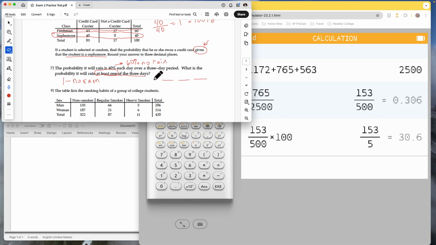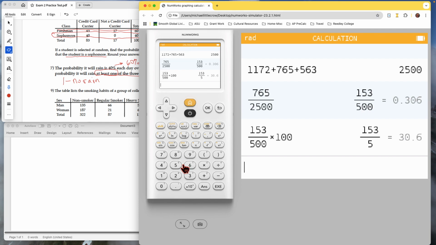And that's on each day, so we're going to take 1 minus 0.6 times 0.6. Each day it does not rain. There it is. We calculate this. This will give us the probability that it would have rained at least one day, maybe two, maybe three. Okay, so any of those would be proper answers.